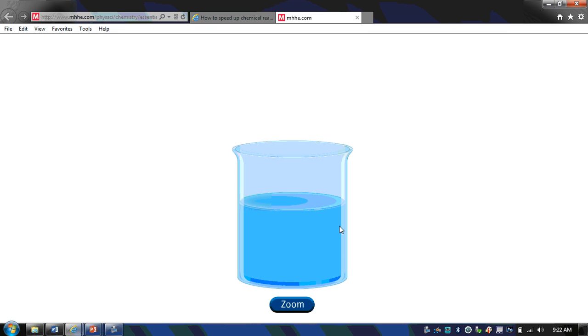Okay, so before I click zoom, we have put the salt in there. We all know when we put salt or sugar or whatever into water that we can't actually see it anymore, that it dissolves. But ionic substances do something special on a microscopic level.